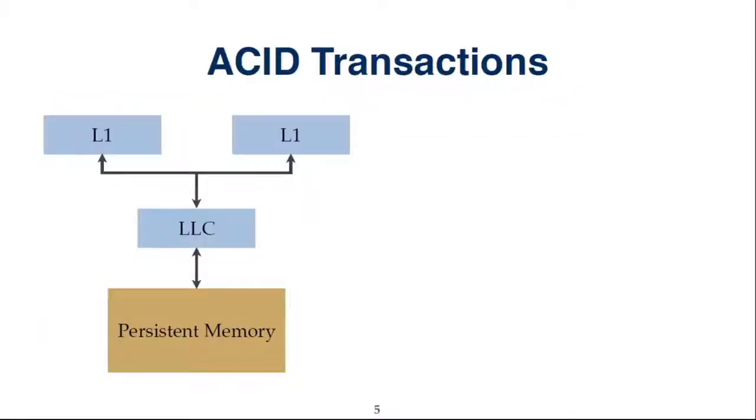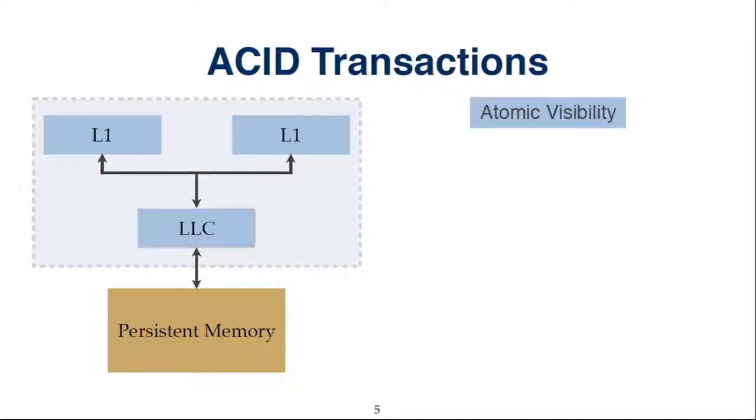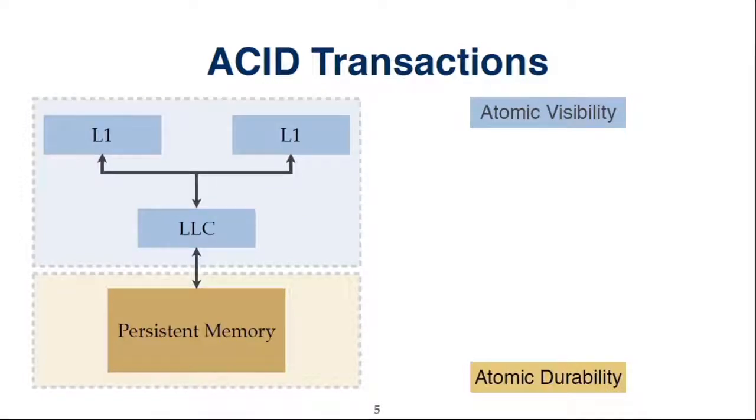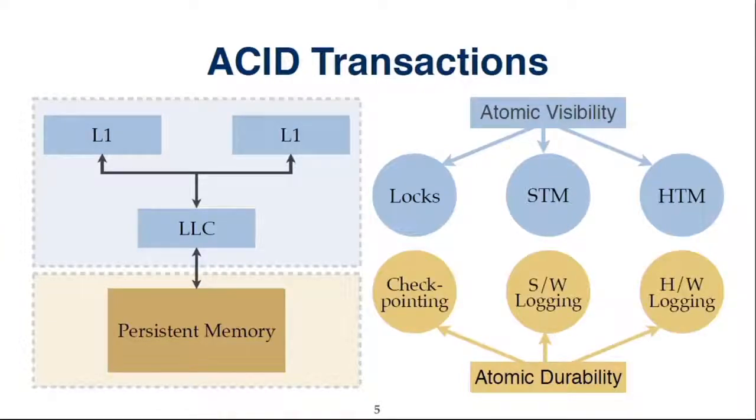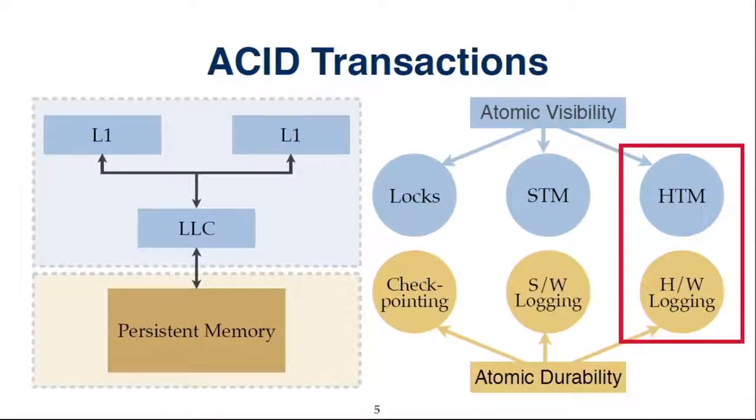So let us first begin by understanding what we mean by ACID transactions. At a very high level, ACID transactions provide two properties: atomic visibility and atomic durability. Atomic visibility can be supported by using logged software transactional memory or hardware transactional memory. Similarly, atomic durability can be supported by using checkpointing, logging in software, or logging in hardware. Since our goal is to support ACID as fast as possible, we consider a combination of hardware techniques, which is using HTM for atomic visibility and hardware logging for atomic durability.